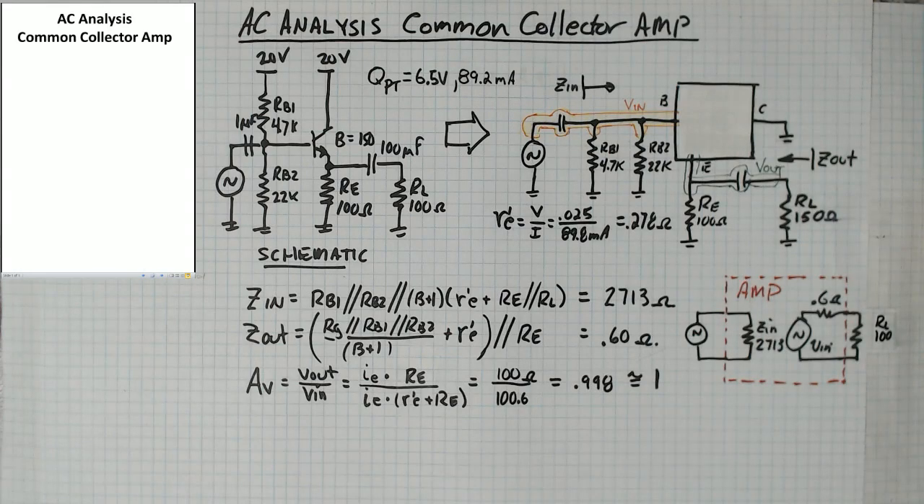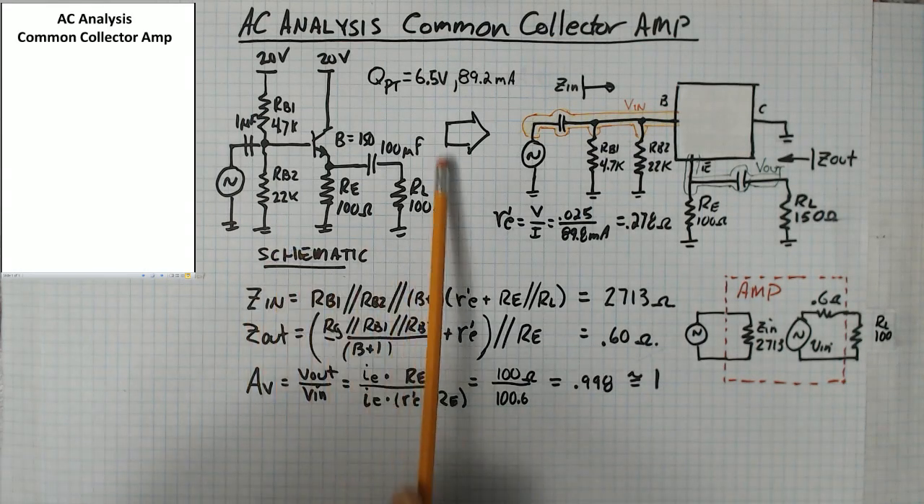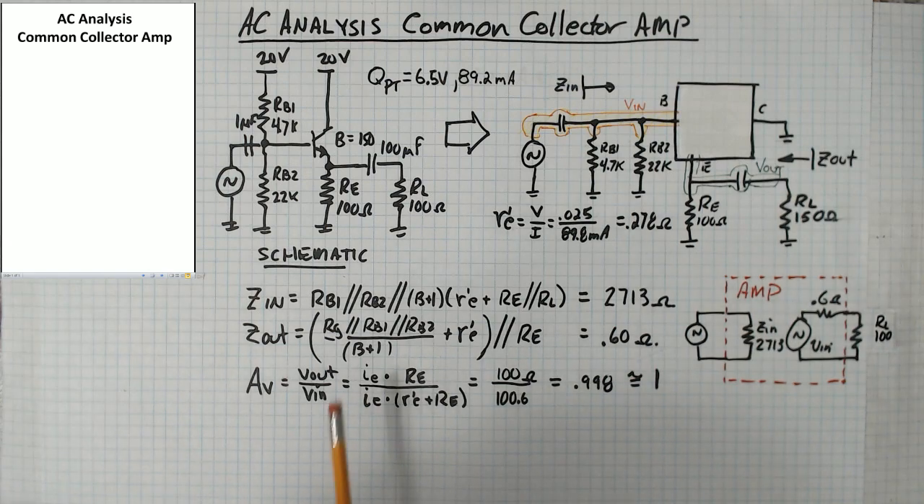Analysis of the common collector amplifier. So this is the schematic from before with our common collector amp, and we found the Q point was 6.5 volts and 89.2 milliamps. Now, even though the circuit is different, the method of analysis is pretty much the same as it is for a common emitter amplifier.